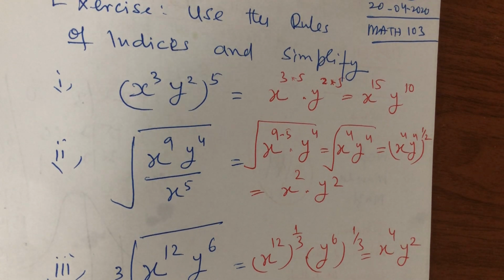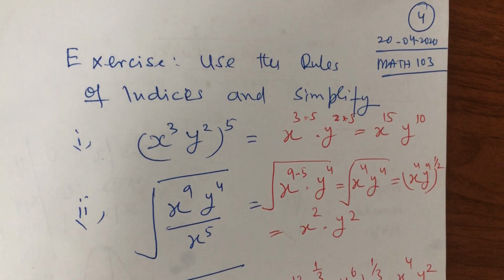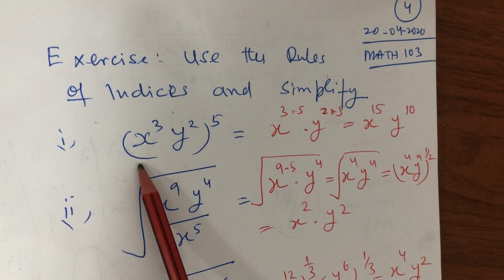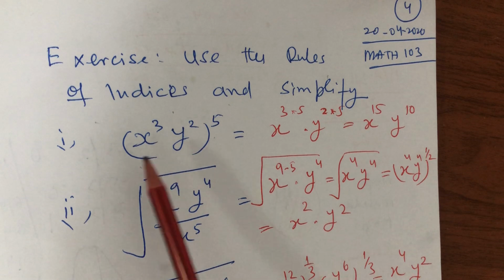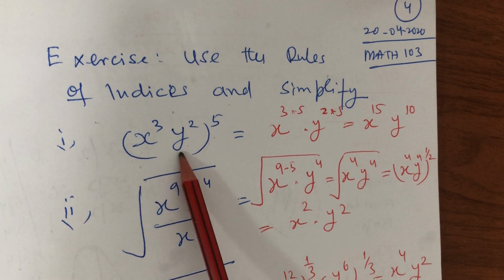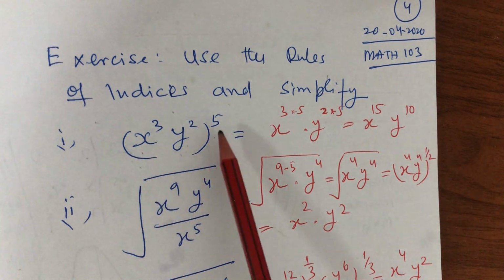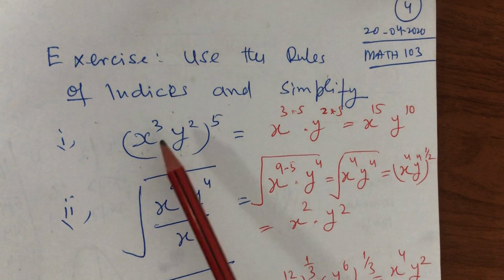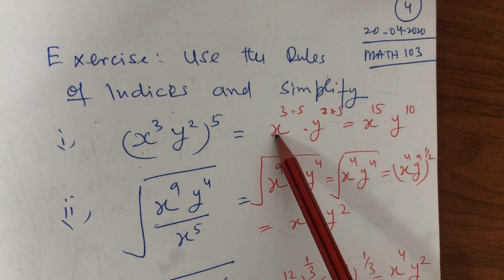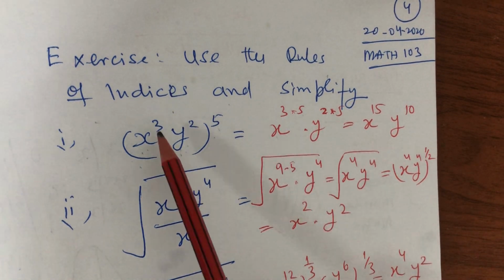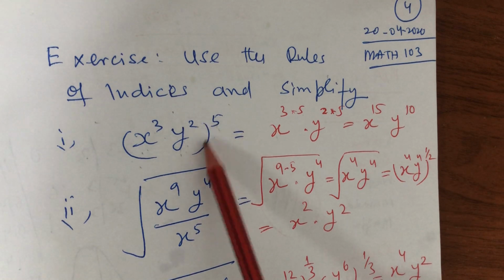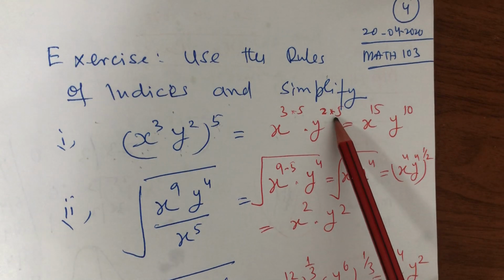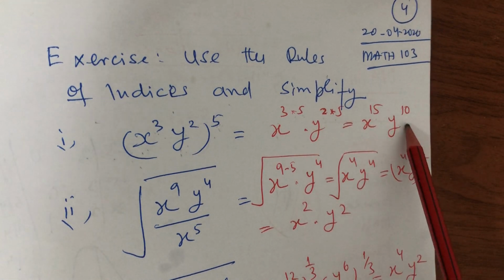Some more exercises. Use the rules of indices and simplify. X power 3, y squared, power 5. These are two quantities inside. This power will go with the x quantity, and this power will go with y. So this x is x power 3, and x power 3 has power 5. When we have a power outside, the powers are multiplied. So 3 multiply 5, 2 multiply 5. 3 multiply 5 is 15, 2 multiply 5 is 10.